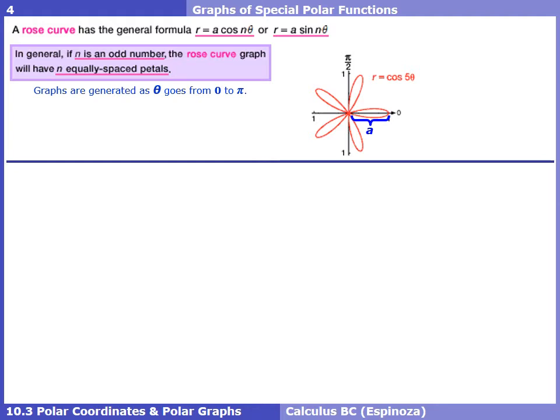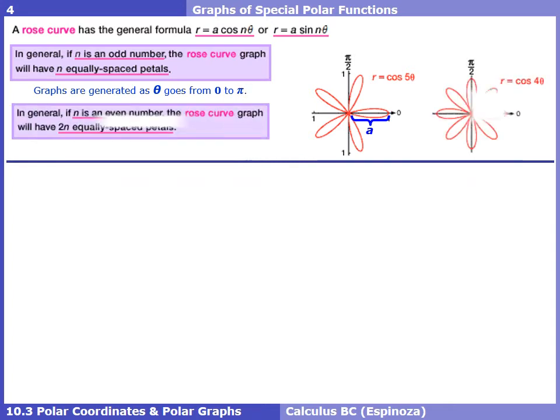These graphs, again, just like the circles in the slide before, are generated as theta goes from 0 to pi. A very important idea. Again, try to get practice understanding this, because once you pass pi, you're going to be tracing over the Rose curve that you've already drawn. And that may or may not be appropriate when we're doing problems in 10.4.